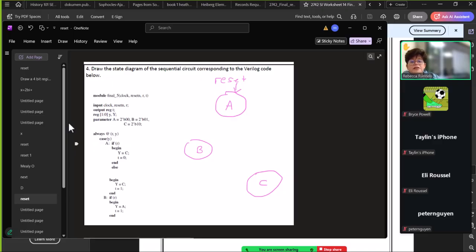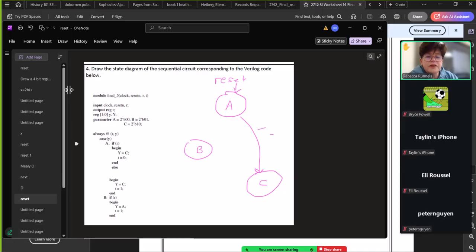How did you see that it was Mealy? Correct, within the same case we have two possibilities for the output, so it depends on what our input is. Our input is R. If R is one thing, we get one output, and if R is something else, we get another output. So from A, if R equals 1, I go to C.